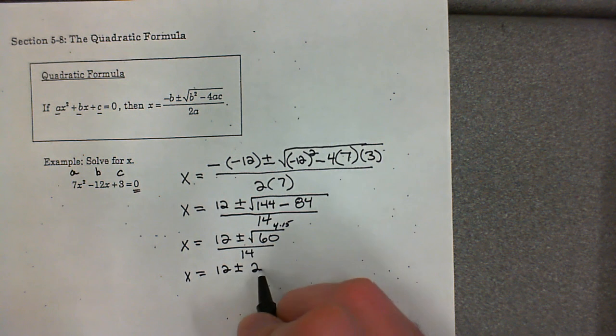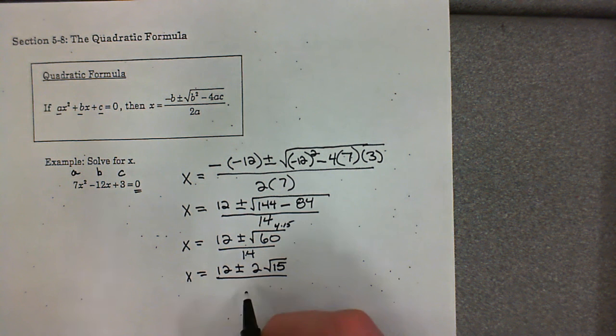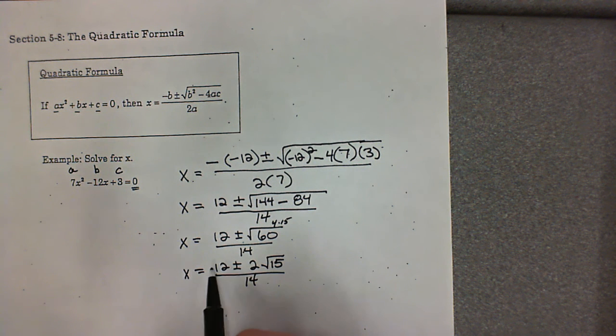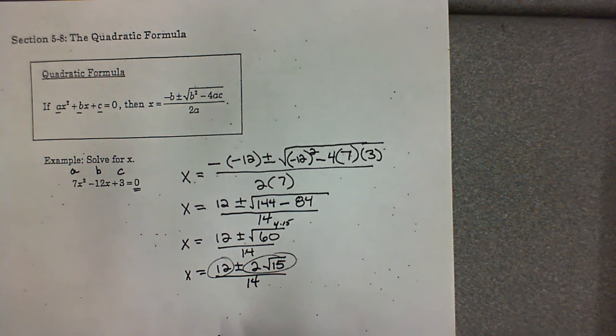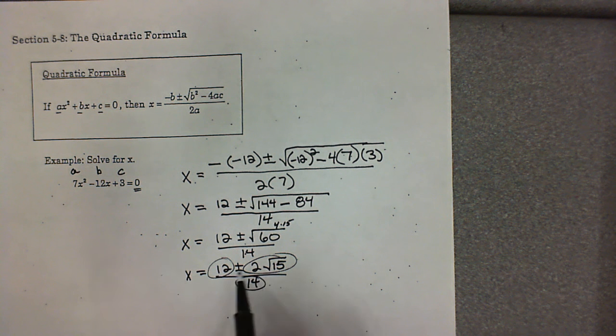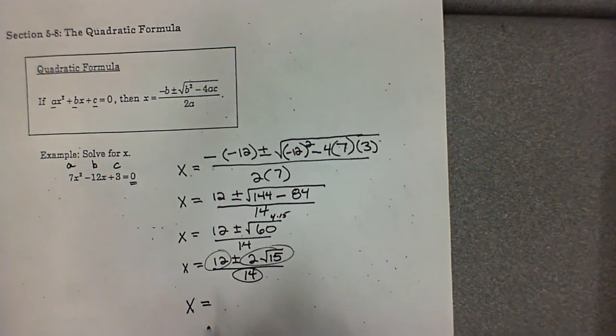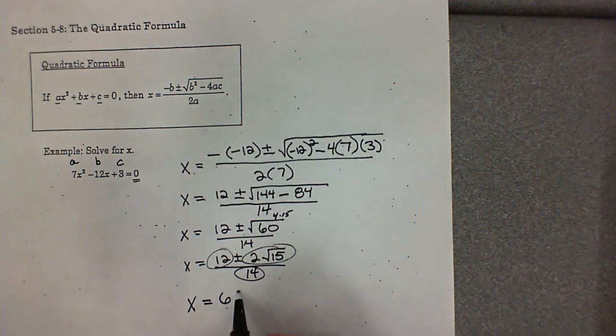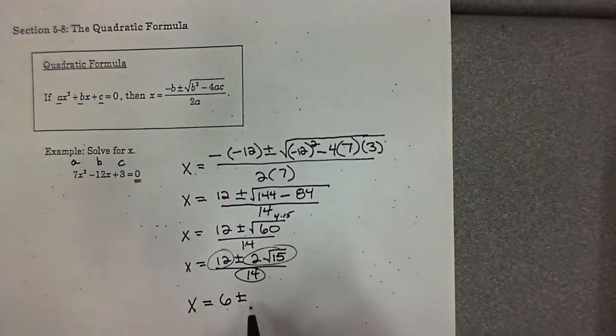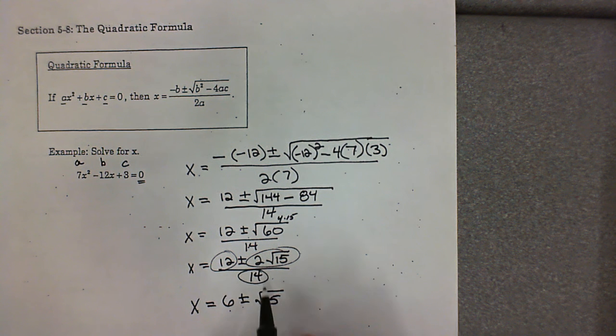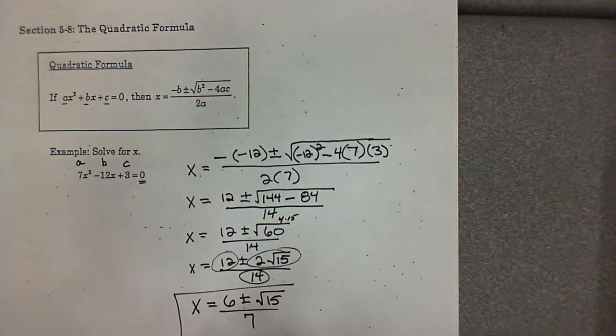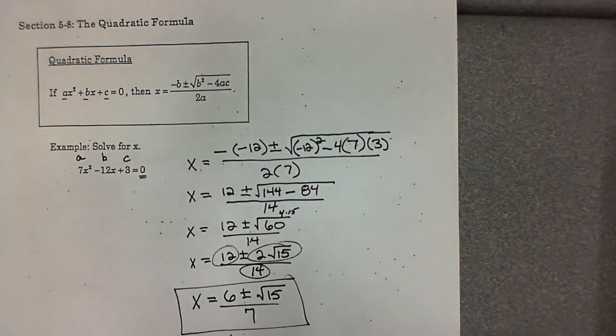Square root of 4 is 2. Then you're left with the square root of 15, and that's all over 14. And now 12, 2 square root of 15, and 14 are all multiples of 2. So we can reduce that. The 12 is going to turn into a 6, plus or minus. The 2 square root of 15 is just going to turn into a square root of 15 when you take out the 2. And the 14 is going to turn into a 7. So there is your solution for this quadratic. Okay?